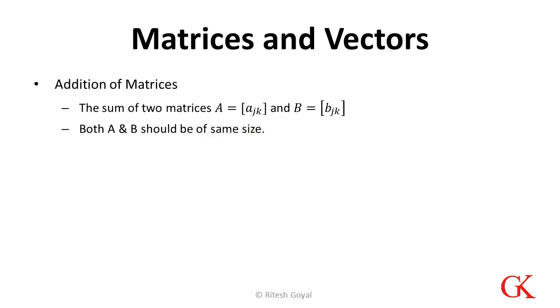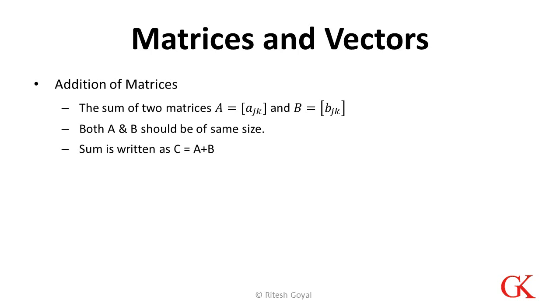It means if A has 3 rows and 4 columns, B should also have 3 rows and 4 columns, and only then can we have A plus B. If they are of different size, then we cannot add. It's like saying A is an apple and B is a mango, if they are of different size. Then we can say an apple cannot be added to a mango. If we want to have addition, both should be apples or both should be mangoes. It means both should be of the same dimension.